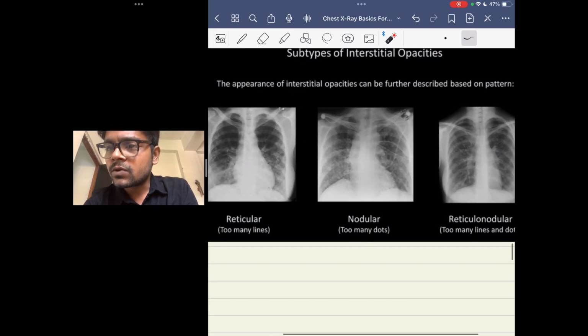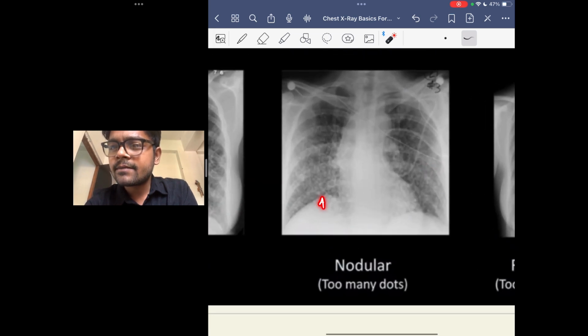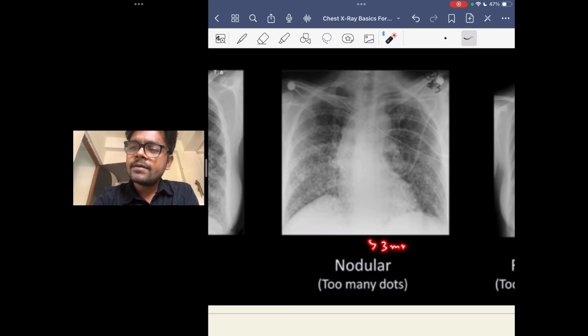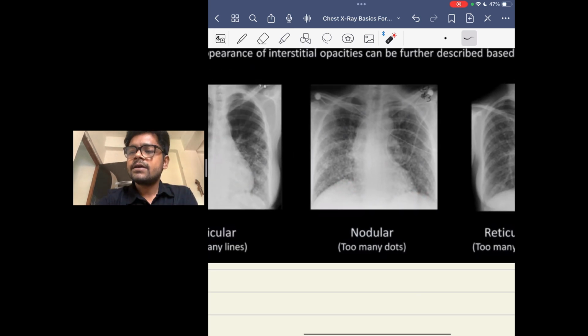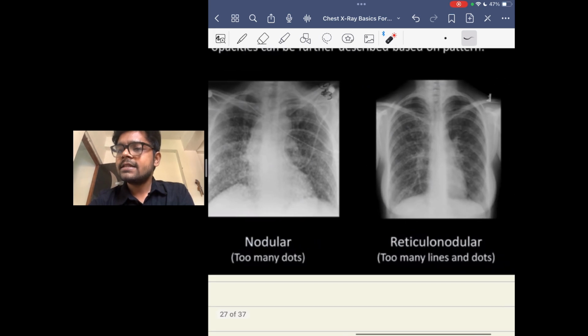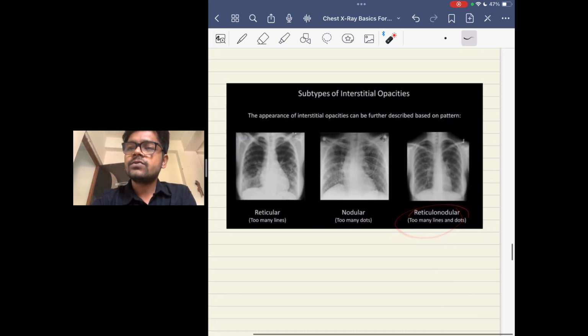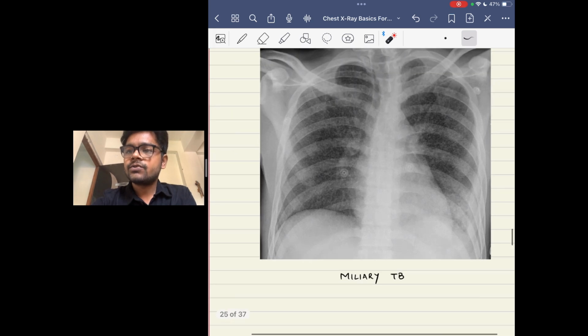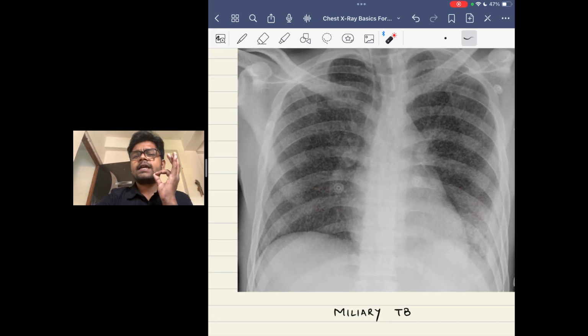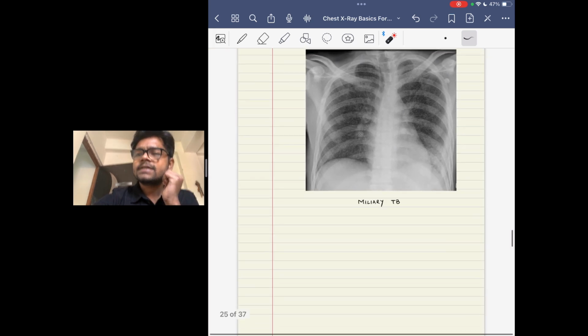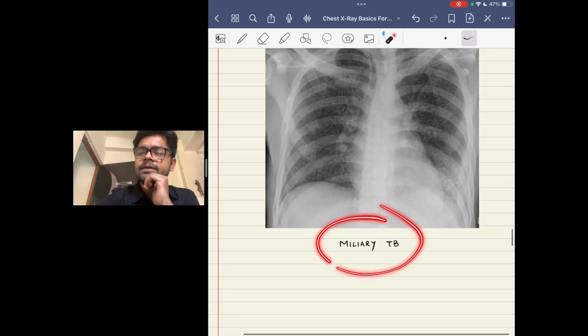This is the nodular variety. So you will see that there are multiple nodules, but mind you, these nodules are bigger than 3 mm. The size is not important, but by visual impression, you can see that these are not like your miliary TB X-ray. They are slightly bigger, right? So this is nodular thickening, and this is reticulonodular, which is a mixture of the two. So this is once again showing you the miliary TB X-ray. These are also nodules, but these are very tiny 1 to 3 mm nodules scattered throughout the lung. This is miliary TB, right?